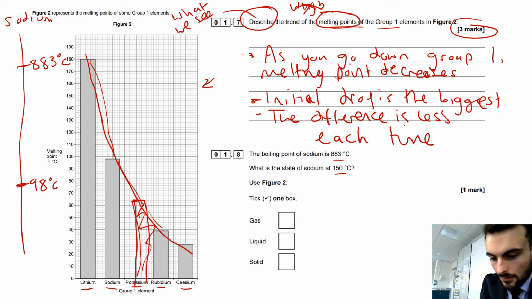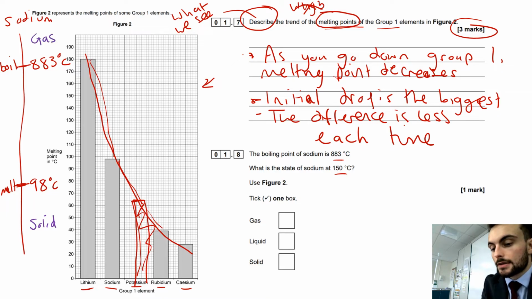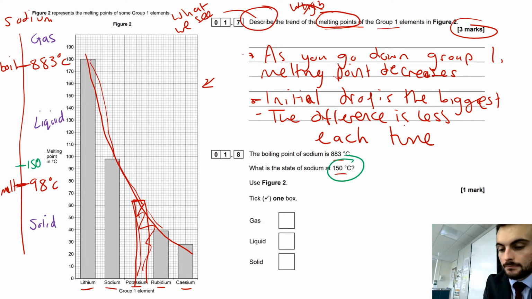So this is our melt/freeze point. This is our boil/condense point. And then we decide where on that line that temperature goes. So first off, if we have any temperature below 98 degrees, because it needs to be above 98 for it to melt, it's going to be a solid down here. Anything above 883, that's above its boiling point, it would have turned into a gas. So anything between, it will be a liquid. So then we need to figure out where on this line does 150 go. 150 goes about there. So it's going to be a liquid.